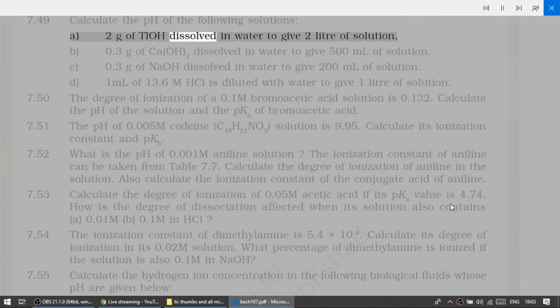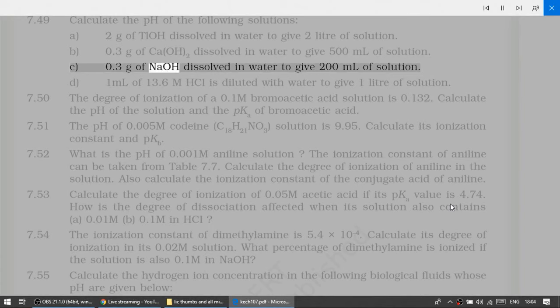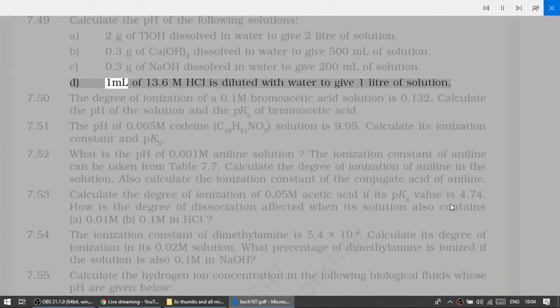7.49 Calculate the pH of the following solutions: A. 2 g of TlOH dissolved in water to give 2 liters of solution. B. 0.3 g of CaO dissolved in water to give 500 mL of solution. C. 0.3 g of NaOH dissolved in water to give 200 mL of solution. D. 1 mL of 13.6 M HCl is diluted with water to give 1 liter of solution.